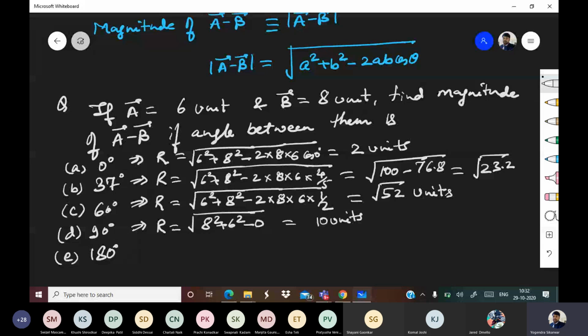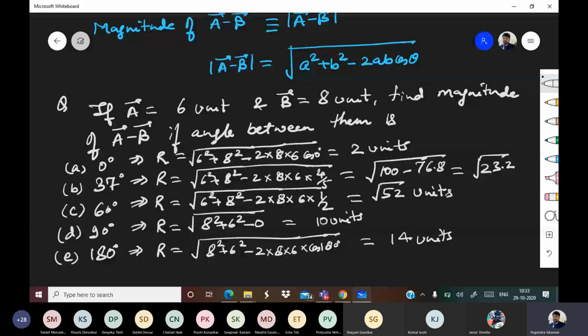When it is 180 degree, r will be under the root of 8 square plus 6 square minus 2 into 8 into 6 into cos 180. Now cos 180 is minus 1. So minus 1 into minus 1 will be plus 1. So this whole thing will be 14 units. So that's how we can solve this.